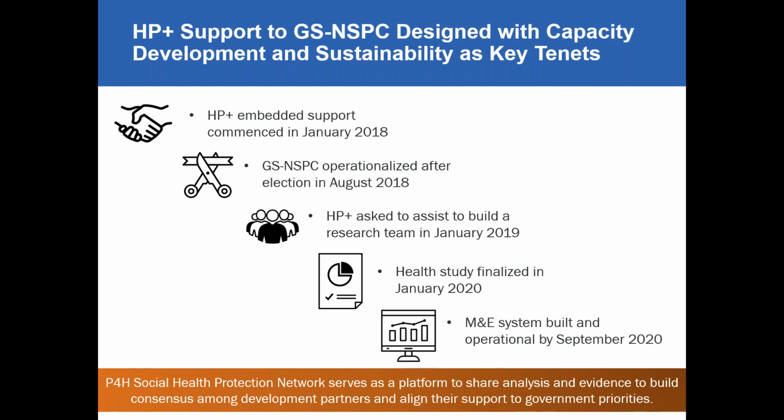Lastly, HP Plus has supported the development of an M&E framework and UHC indicators that underpin the M&E system that is currently being developed to provide the General Secretariat with visibility on progress on the social health protection agenda. This system contains both a data entry interface for use by line ministries and dashboards for the General Secretariat to track progress on key UHC indicators. This visibility will serve the General Secretariat into the future, allowing them to identify gaps and shape their priorities going forward.